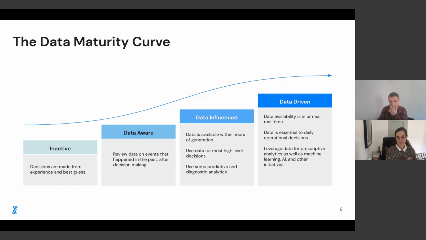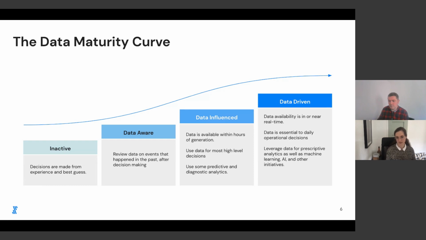So data is available. It's not just look back data. You're not just looking at it from a weekly, monthly, quarterly reporting perspective. You're looking at it much more frequently. You're assessing it daily. A lot of your higher level decisions are made using data, or maybe your leadership team are using data for a lot of their decisions. And maybe you're also, in some areas of the business, using data for more predictive analytics.